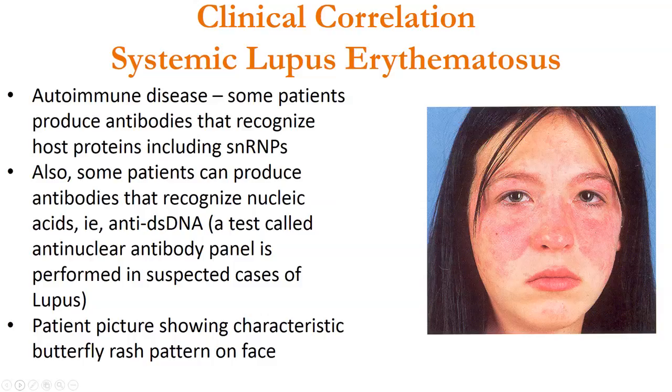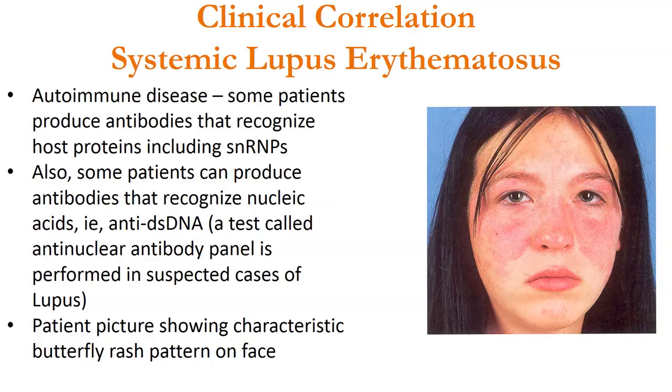Okay, I have a couple clinical correlations for you. The first is lupus. This is an autoimmune disease that you guys will expand on a little bit later, but how it ties in to what we talked about today. Some people with lupus will actually produce antibodies that recognize nucleic acids, including double-stranded DNA. To me, it's weird to have an antibody that recognizes something like double-stranded DNA. I always think of antibodies as recognizing proteins, for example. But you can have antibodies that recognize double-stranded DNA. That happens in lupus. You can also have antibodies that recognize host proteins.